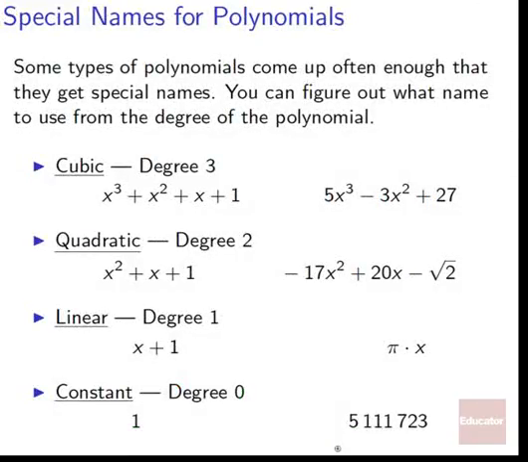Since a lot of different polynomials come up very often, we've got some special names for them. Some types of polynomials get special names, and so we want to know them. They're not super important to remember, although quadratic will come up so often it's definitely going to be burned into your memory. They will come up, and so you want to know them because you might have to know these vocabulary words. You can figure out what name to use based on the degree of the polynomial for these ones.